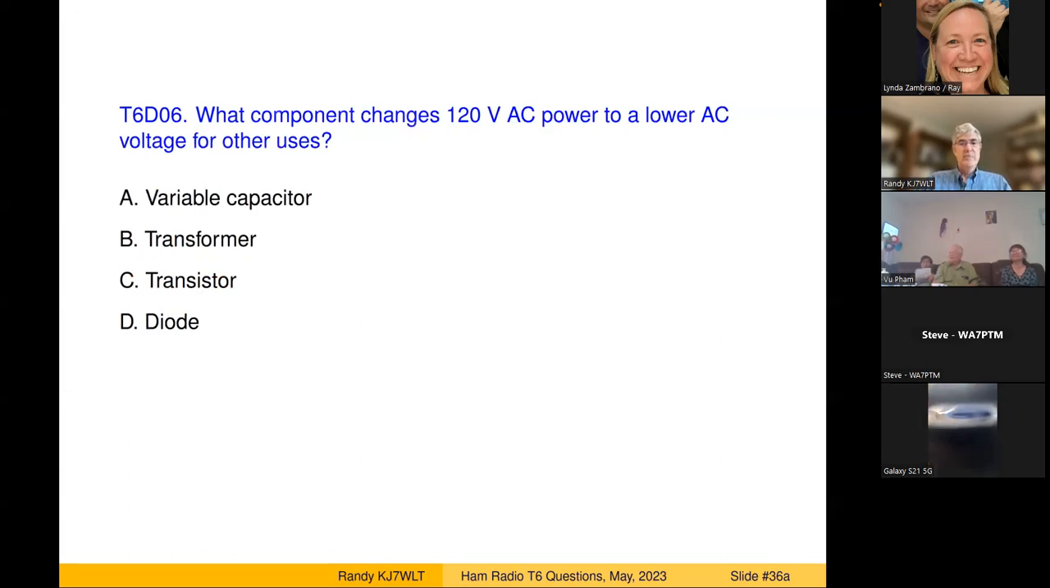We've already talked about this a bit. What component can change 120 volt AC power to a lower AC voltage for other uses? Well, we're transforming one voltage to another voltage. It's a transformer.